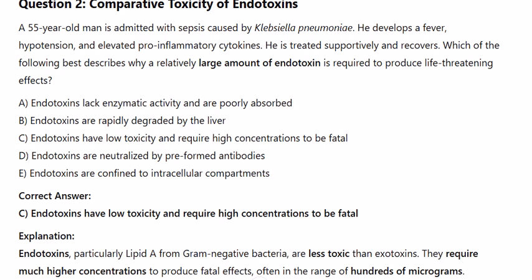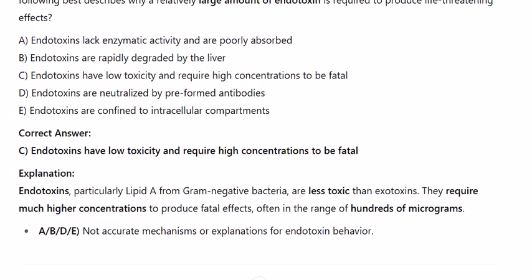Correct: C. Endotoxins have low toxicity and require high concentrations to be fatal. Explanation: endotoxins, particularly lipid A from gram-negative bacteria, are less toxic than exotoxins. They require much higher concentrations to produce fatal effects, often in the range of hundreds of micrograms. A, B, D, E. Not accurate mechanisms or explanations for endotoxin behavior.